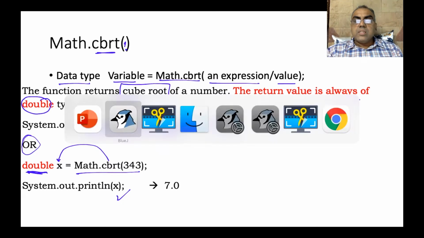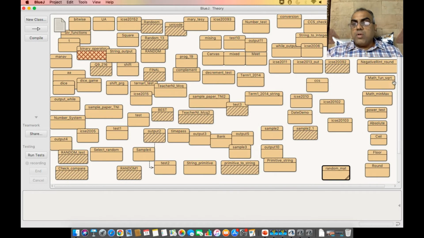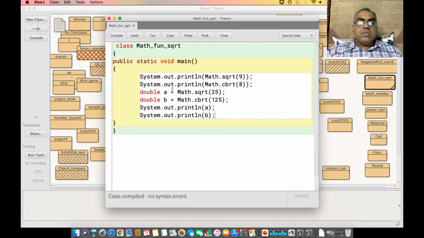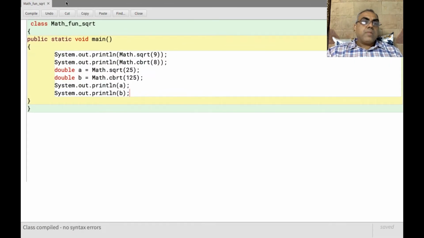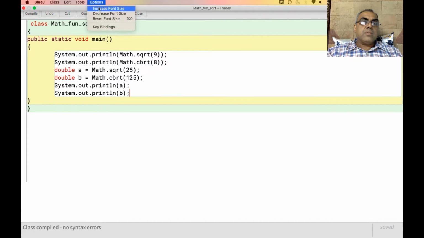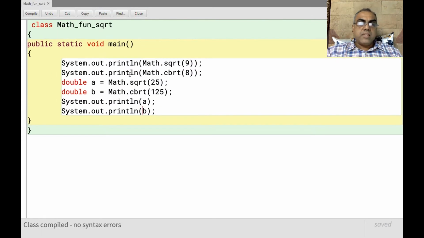So if I have to see this in your program, then let's see here. So here is a set of function values or statements that we have. I'm sure you are able to see this. I'm trying to increase the font size. Yeah. So here is very simple Math.sqrt of 9. So this answer is technically 3.0. This is going to be cube root, 2 cube, 2 raised to 3. Alright, so the answer is 2.0. So this will give you 3.0 and 2.0.